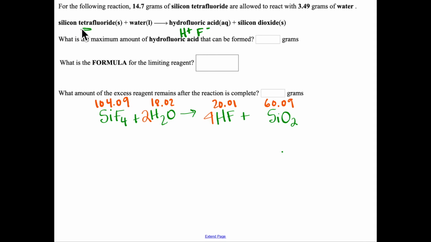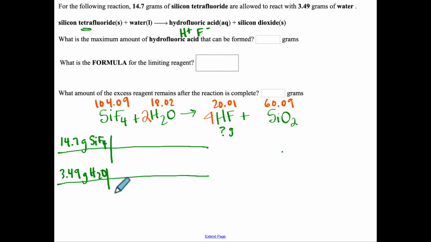Now, the problem says, what is the maximum amount of hydrofluoric acid that can be formed? So we are trying to find the grams of hydrofluoric acid. It gives us two givens, 14.7 grams of silicon tetrafluoride and 3.49 grams of water. Now, to do any of these problems, the very first thing we're going to need to do is find a limiting reactant. And to do that, you pick a product. We are going to pick hydrofluoric acid because that's the one it's asking us to find. So we are going to convert both of these to moles of hydrofluoric acid.